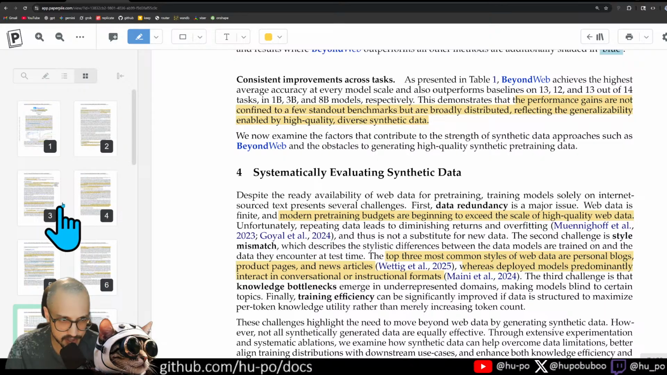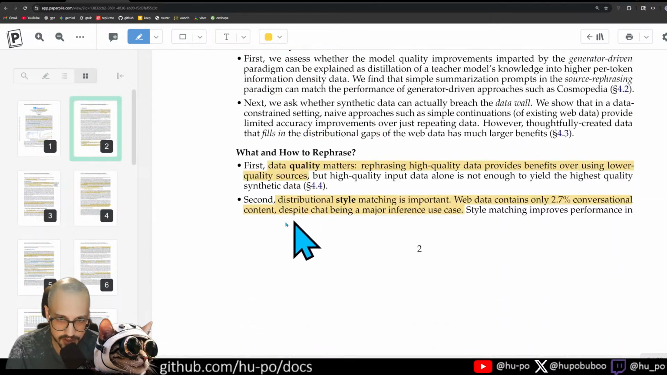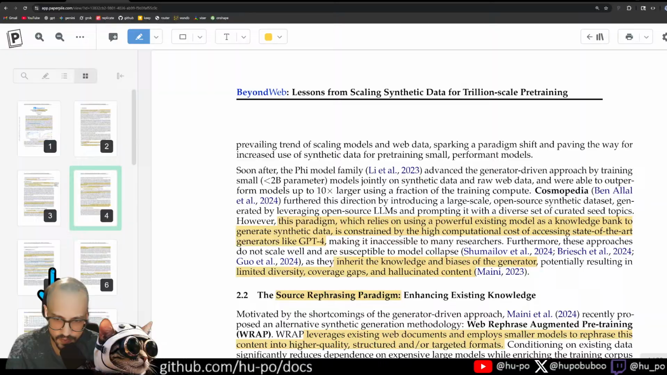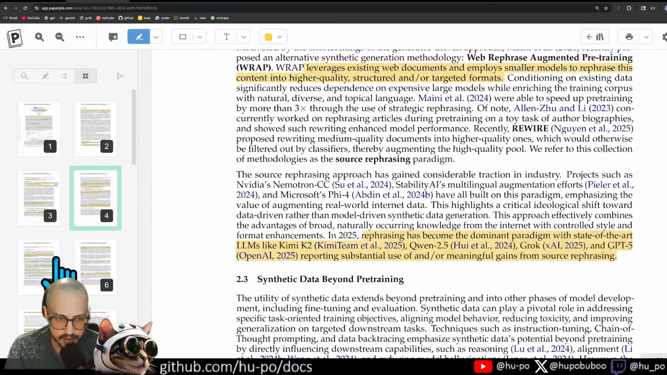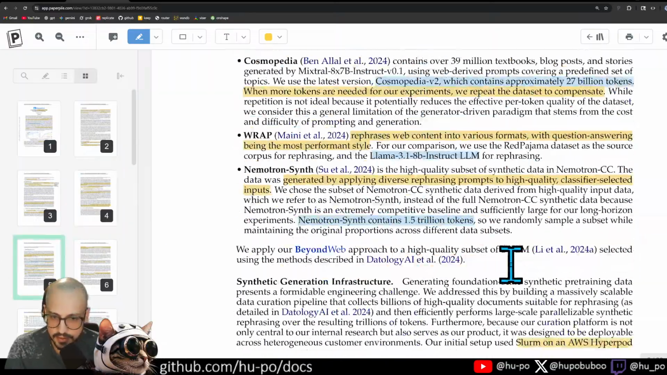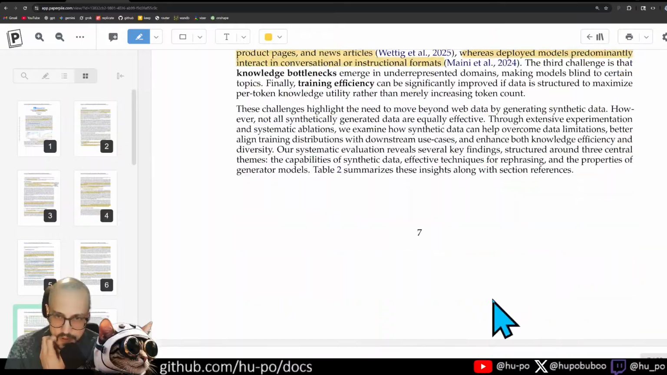So maybe there's something to this idea of style matching, right? Where maybe we should take all of the pre-training data that we use and rephrase it into this chat format, and maybe we could get to the end of pre-training much faster because we can effectively condense our data set down, because now the model's already in that chat format, right? Let's keep going.